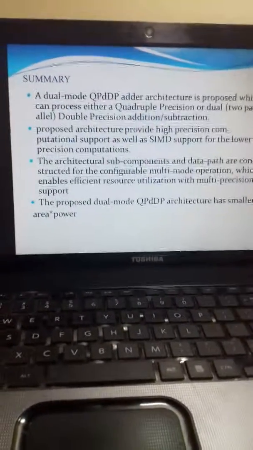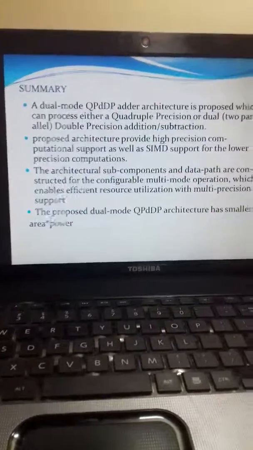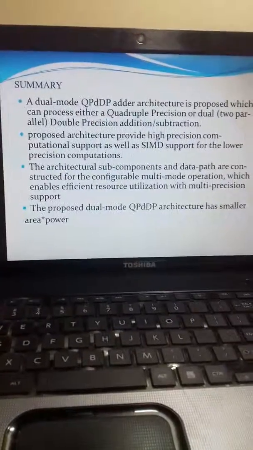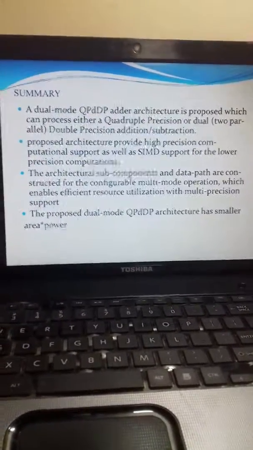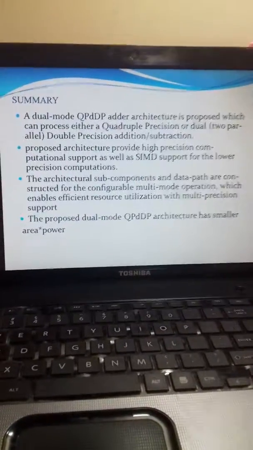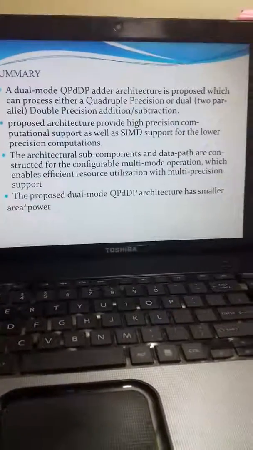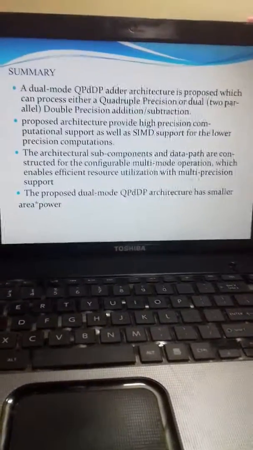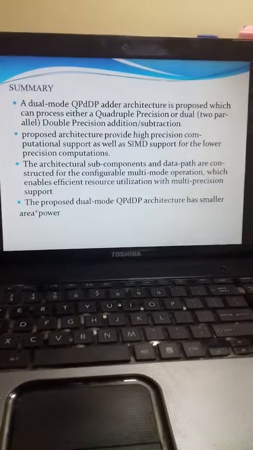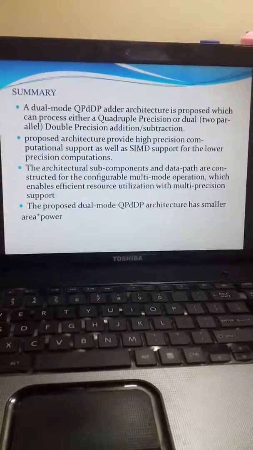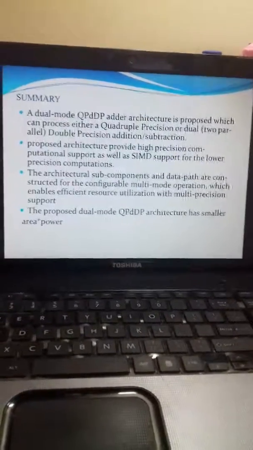And this is the whole summary. A dual mode QPDPD adder architecture is proposed, which can process either a quadruple or dual precision addition or subtraction. This proposed architecture provides high precision computational support as well as SIMD support for lower precision computations. The architectural subcomponents and data path are constructed for configurable multi-mode operation, which enables efficient resource utilization with multi-precision support. This proposed dual-mode QPDPD architecture has smaller area and power.